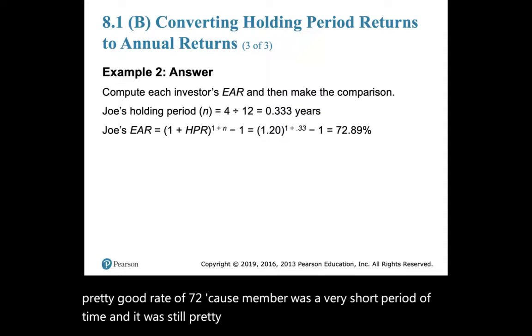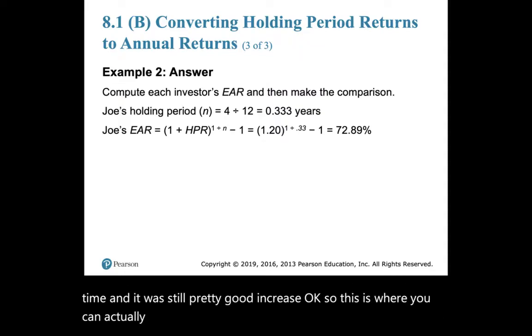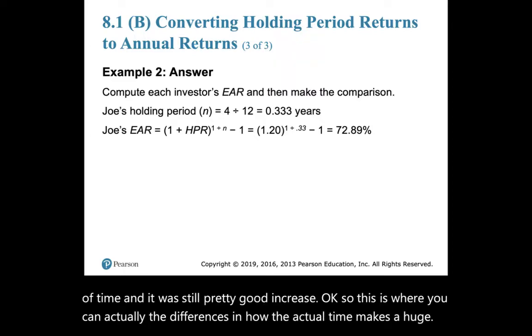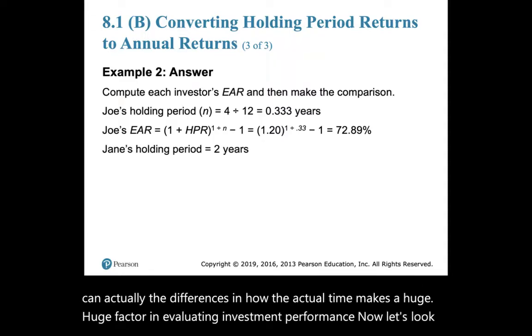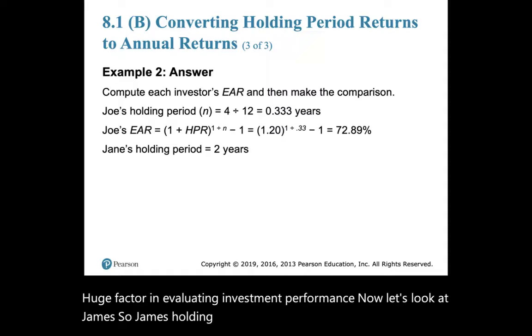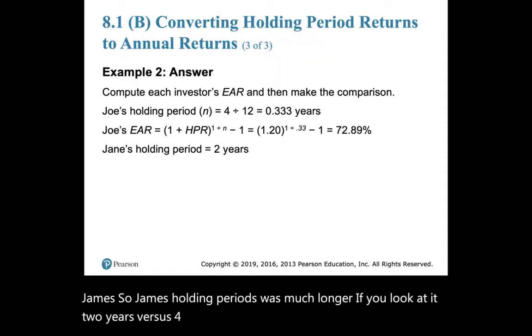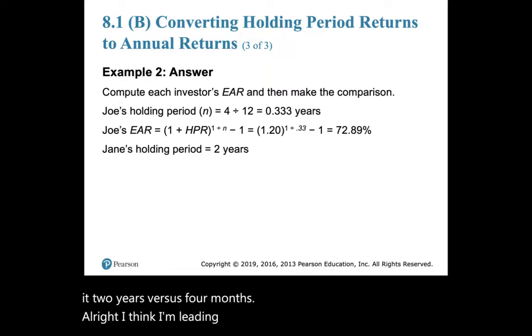So this is where you can actually see the differences and how the actual time makes a huge factor in evaluating investment performance. Now let's look at Jane. Jane's holding period was much longer if you look at it, 2 years versus 4 months. I think I'm leading the witness here, but anyway, let's get to the math.